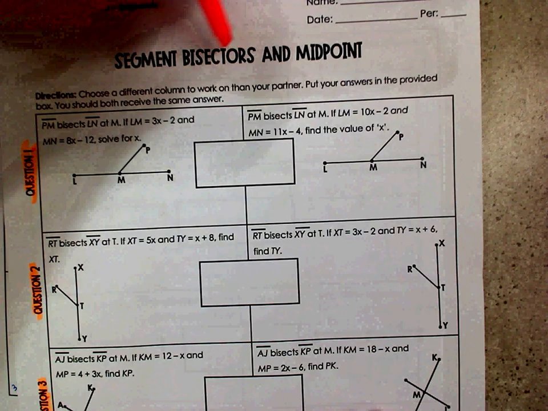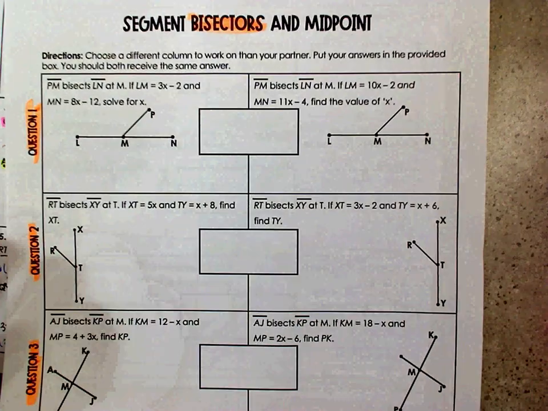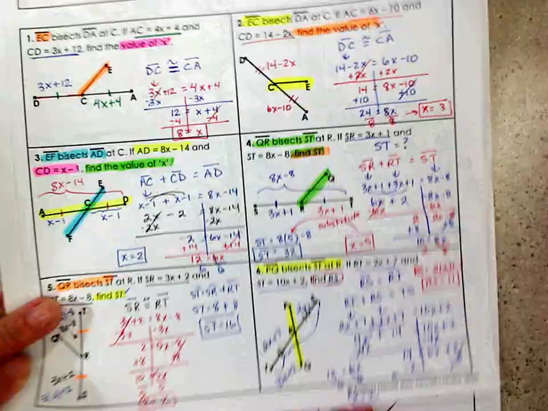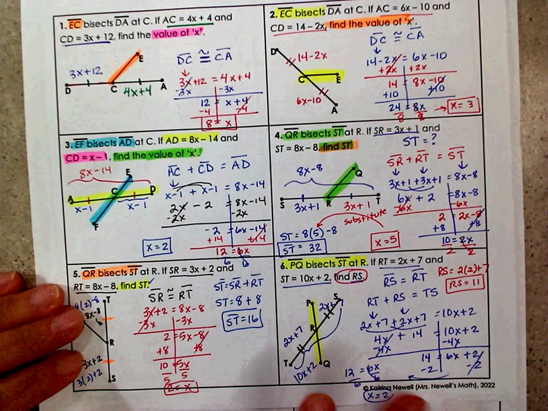Yes, the one that says bisector. Okay? All right. Good job, guys. Copy your notes right here and do number 1 through 4. Copy your notes. Be good.